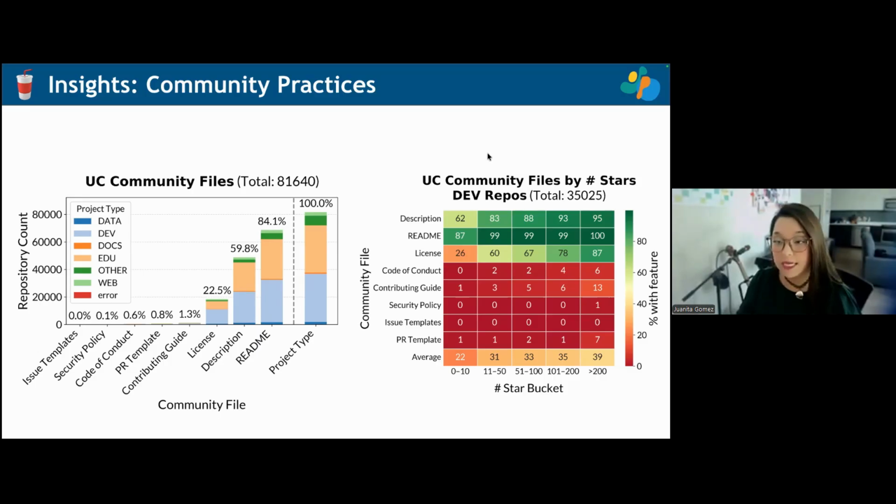This heat map shows that an increase in stars actually does improve some of these practices. The license, for example, is very obvious. Of the projects with more than 200 stars, 90% do have a license. But for the other practices, it increases a little bit, but it's still not very good. Only 6% of projects with more than 200 stars have a code of conduct.